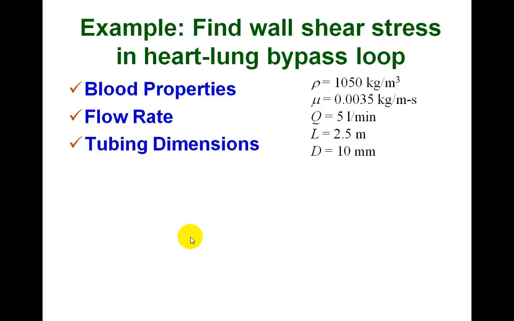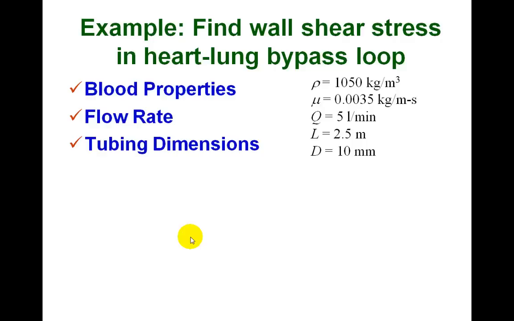oxygenator and then back into the body, and that allows surgeons during open heart surgery to stop the beating of the heart while they repair or bypass diseased blood vessels, and then it's the oxygenator that's bringing oxygen to the blood and keeping the patient alive during the surgery.